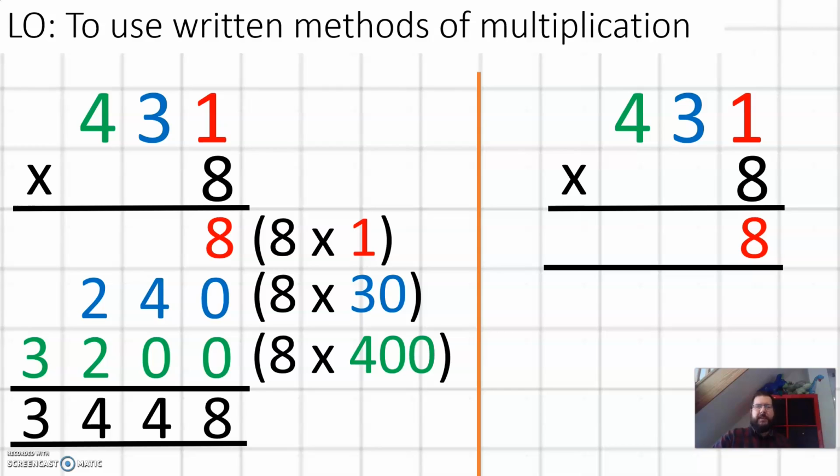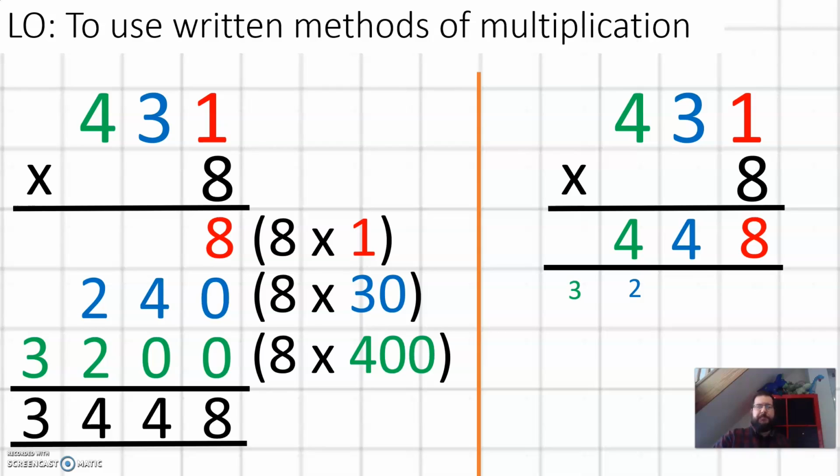Now we're going to do 8 multiplied by 3 tens, which would give us 24 tens. Obviously, we can't put 24 in the tens place value, so the 4 stays in the tens place value, and the 2 carries across into the hundreds place value. Then we're going to do 8 multiplied by 4 hundreds. That would have given us 32 hundreds, but of course we already carried across 2 hundreds, and so we have to add them on, giving us 34 hundreds.